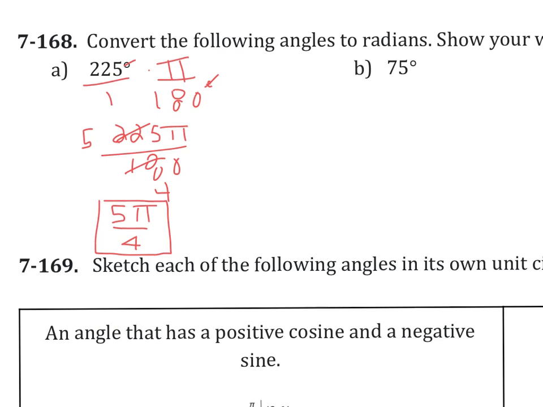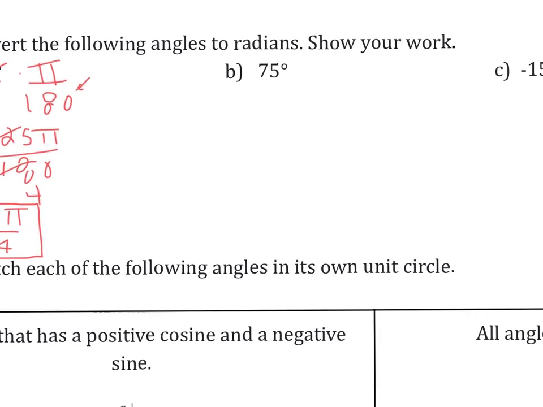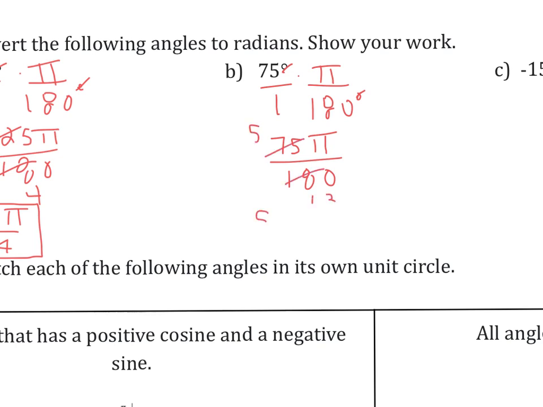So we do the same on the next one. We are going to multiply by pi over 180 so that those two things are equal. The degrees again will cancel. And then in this one we have 75 pi over 180. So we then can take 15 out of the top and 15 out of the bottom. We end up with 5 pi over 12. So that's our final answer after reducing.